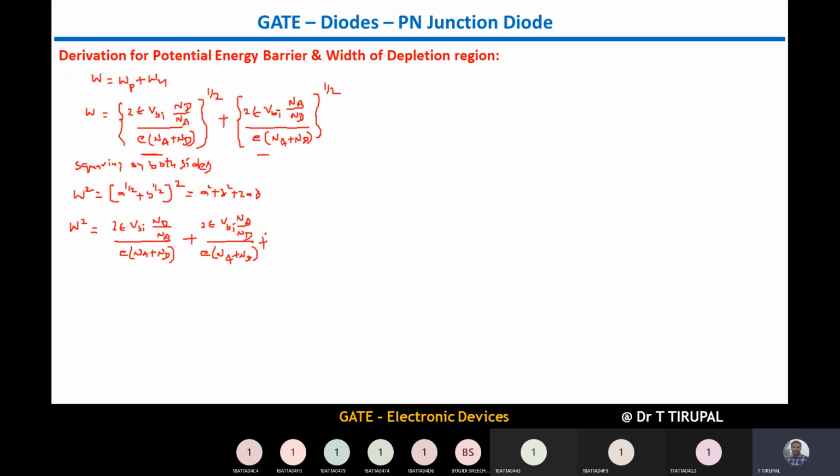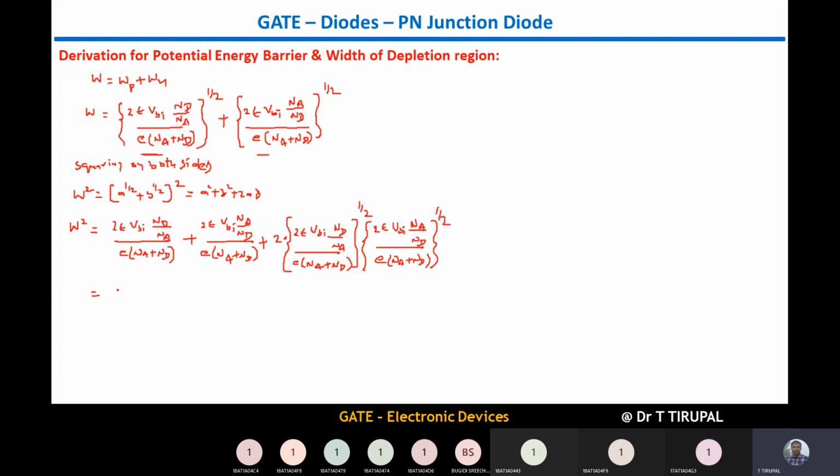What is 2AB? 2 into square root of 2 epsilon VBI ND divided by NA, whole divided by E into NA plus ND, whole power 1 by 2, into 2 epsilon VBI NA by ND, whole divided by E into NA plus ND, whole power 1 by 2. This is 2AB, A square plus B square plus 2AB.